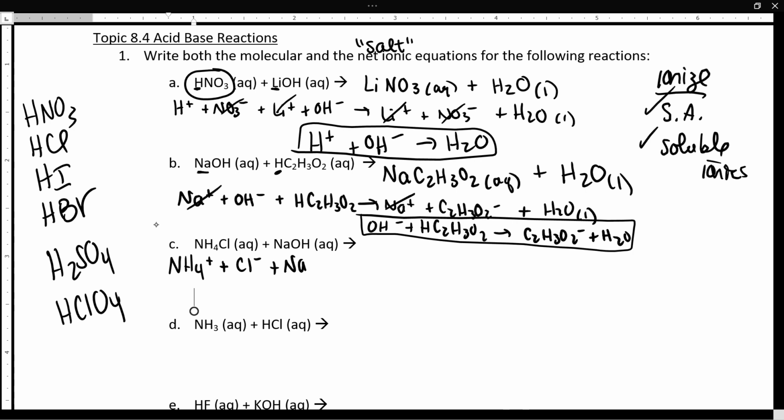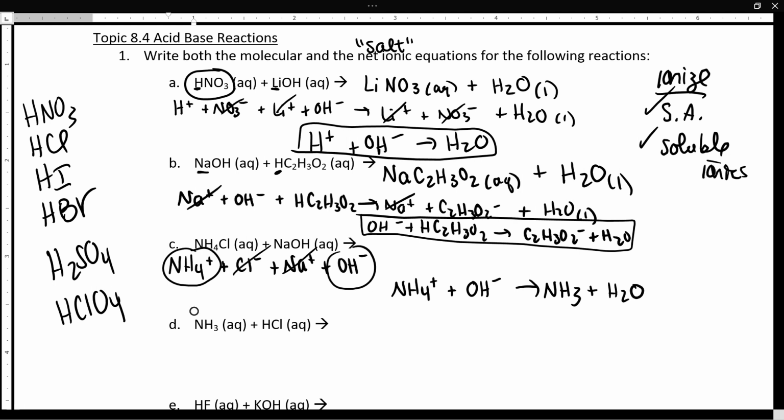And then this is a strong base. Okay, so I say, well, who's going to react? I want to recognize what type of reaction this is. This is a reaction between a weak acid and a strong base. So the sodium and chloride are not really going to do anything. So let me rewrite this over here to the side. Ammonium, which is my weak acid, is going to react with hydroxide, the strong base, to form the conjugate base, ammonia, and water.